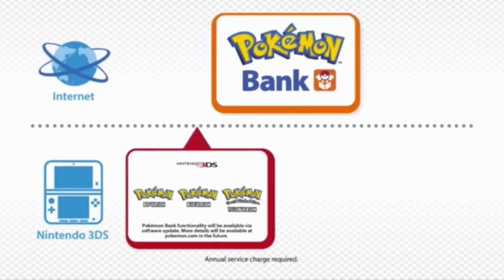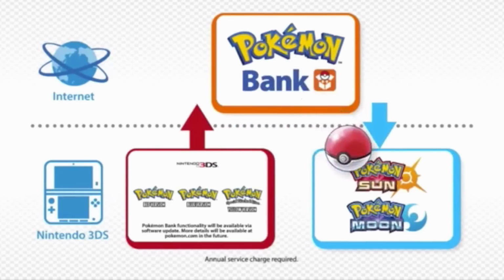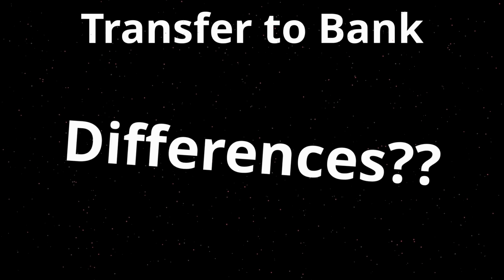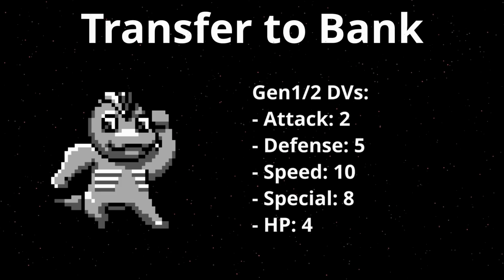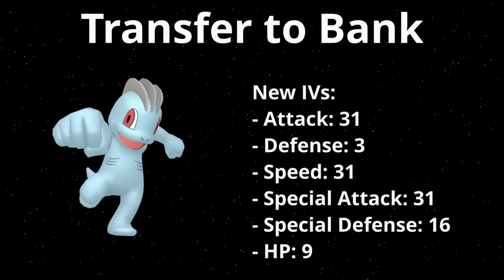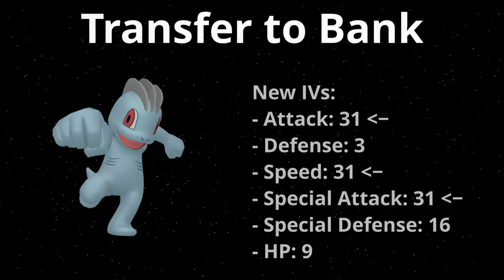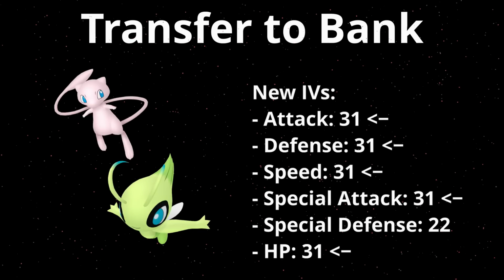Nintendo even made it possible themselves to send over Gen 1 and Gen 2 Pokemon to Pokemon Bank. They notably did some things different when converting the Pokemon compared to my solution. Like for example, when transferring from the Virtual Console, the IVs will be randomly generated, but 3 of them are guaranteed to be the max value of 31. And if the Pokemon happens to be Mew or Celebi, then 5 of its IVs will be the max value.